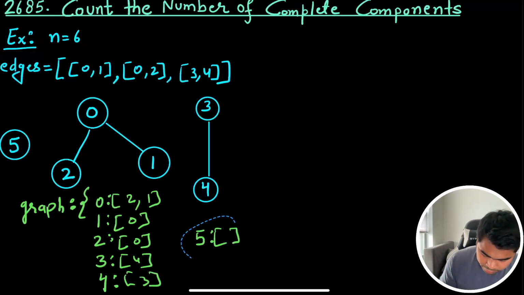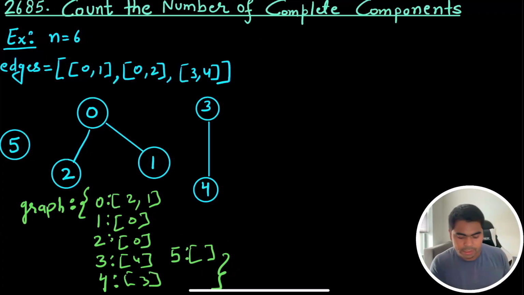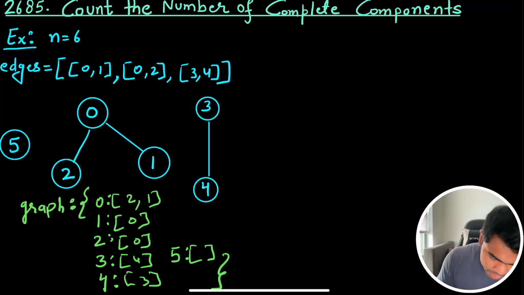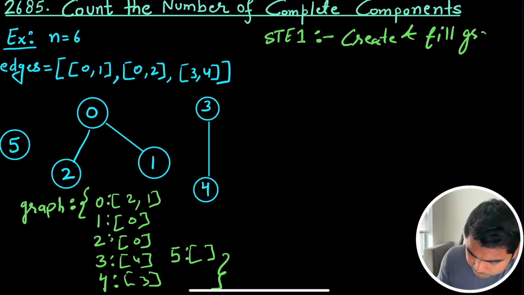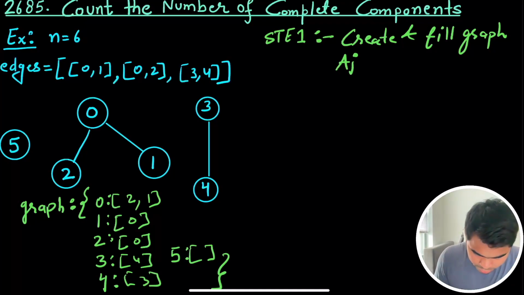So here you can see this is the graph that we created. We have already done it so many times, so you would know how you create this. Basically, you visit all the edges and then append both values into each other's neighbor list in our dictionary called graph. Now our first step would be, step 1 is actually done. So step 1 is create and fill graph adjacency list.